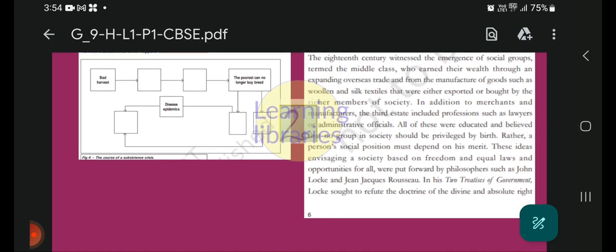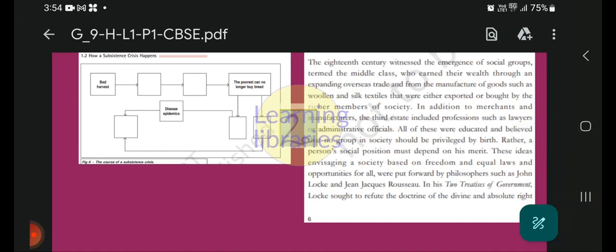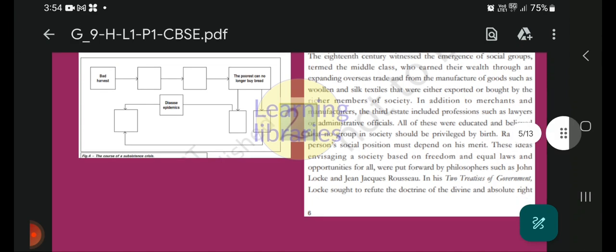In addition to merchants and manufacturers, the third estate included professions such as lawyers or administrative officials. All of these were educated and believed that no group in society should be privileged by birth. Rather, a person's social position must be dependent on his merit. These ideas, envisaging a society based on freedom and equal laws and opportunity for all, were put forward by philosophers such as John Locke and Jean Jacques Rousseau.